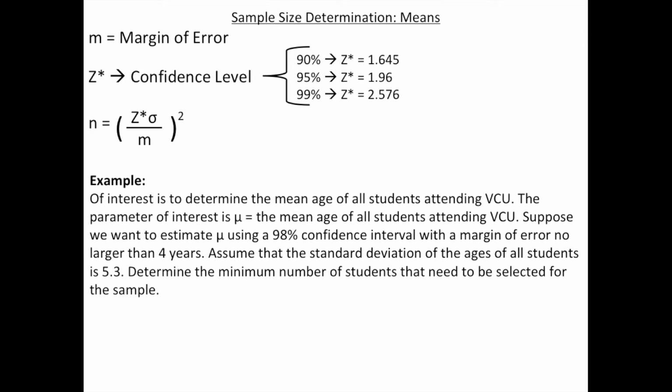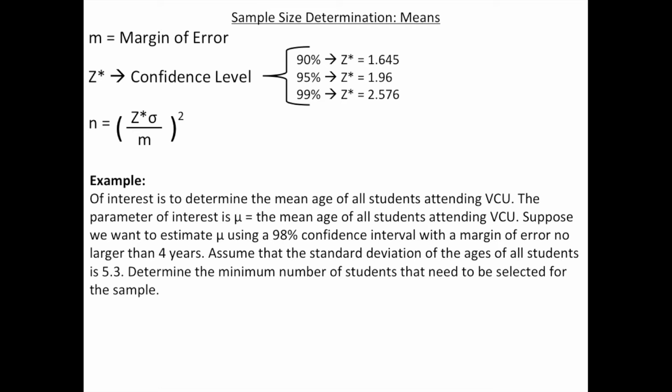So if we look at a quick example, of interest is to determine the mean age of all students attending VCU. The parameter of interest is mu, which is equal to the mean age of all students attending VCU. Suppose we want to estimate mu using a 98% confidence interval with a margin of error no larger than 4 years. Assume that the standard deviation of the ages of all students is 5.3. Determine the minimum number of students that need to be selected for the sample.